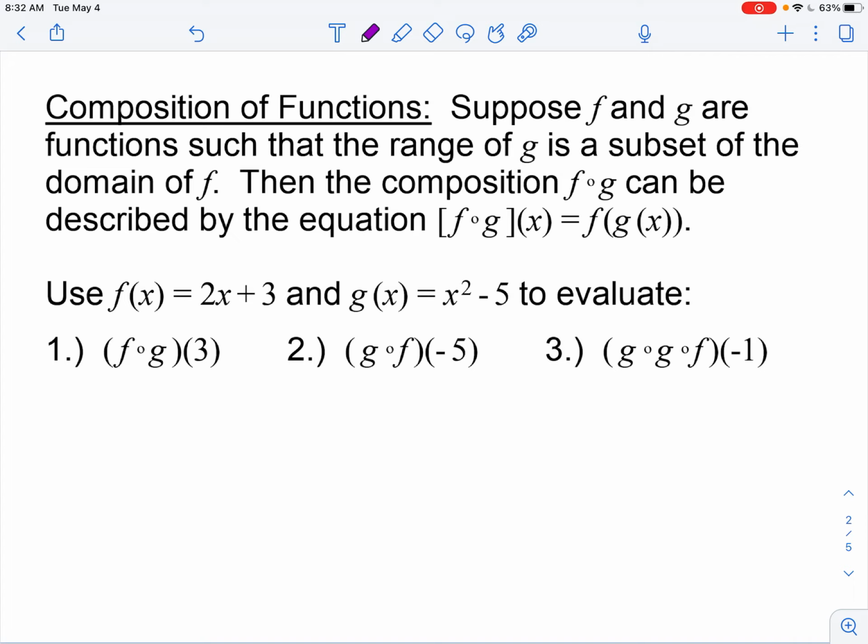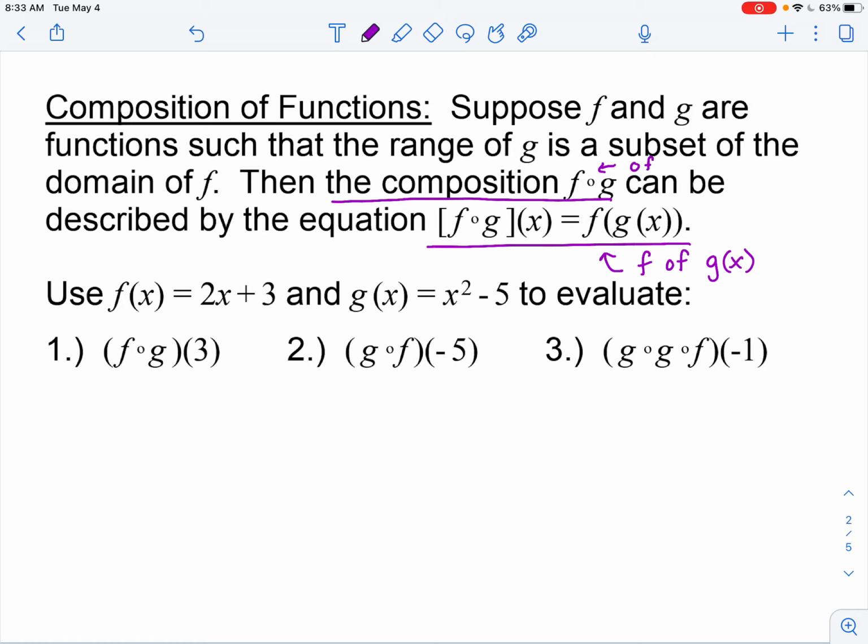This is the important part. The composition f of g can be described by this equation down here. (f∘g)(x) is equal to f(g(x)). So this little symbol right here, this ∘, is read "of." And we already know that this is also f of g of x.